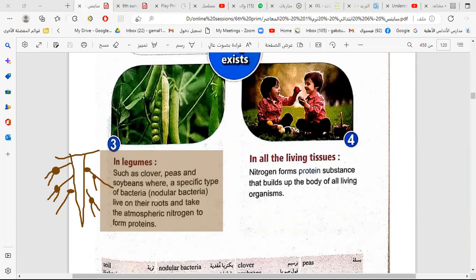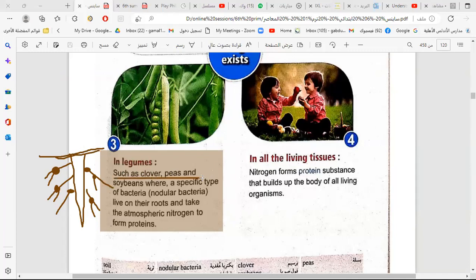Some students wrote the correct answer in the chat. Muaz, Muhammad, Saif. Excellent. Islam, very good. Islam, you can open your mic and tell me the answer. The answer is nodular bacteria. Very good. Nodular bacteria.